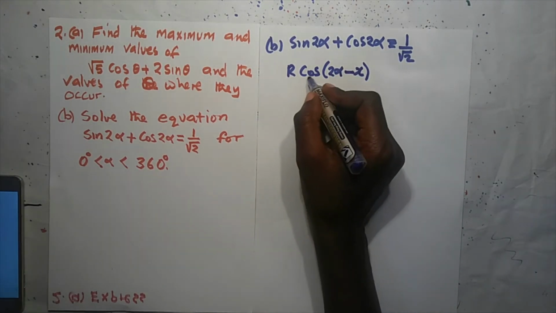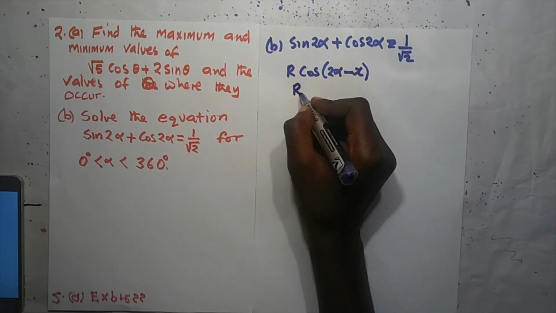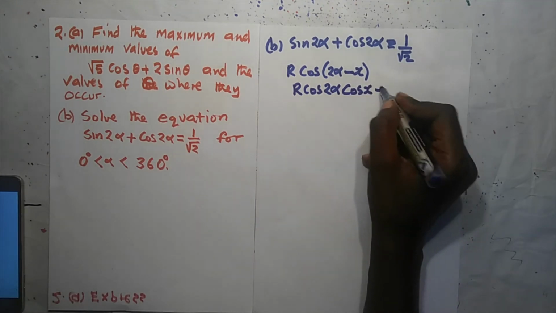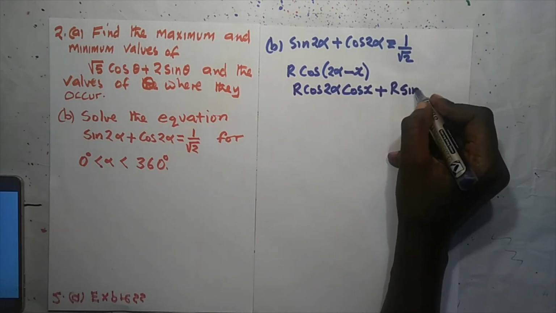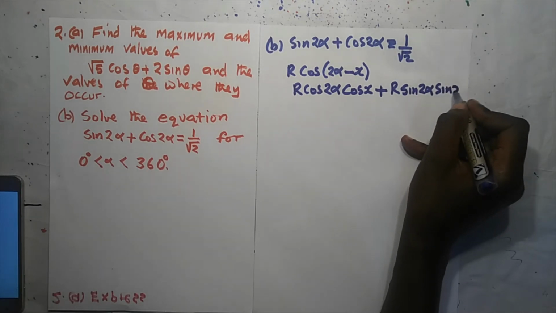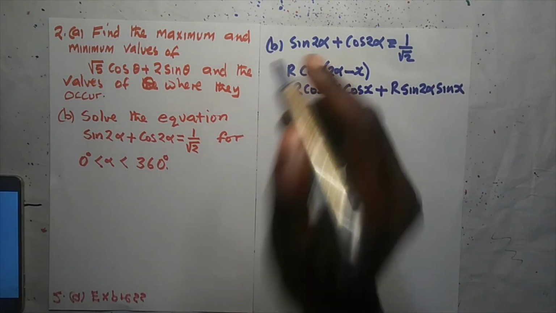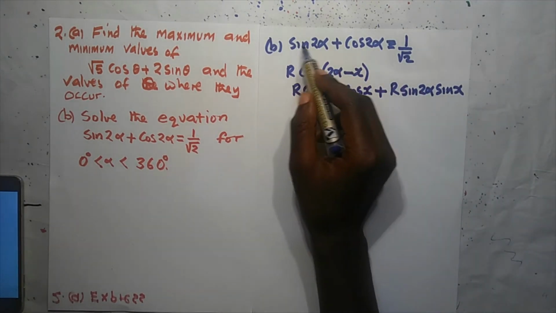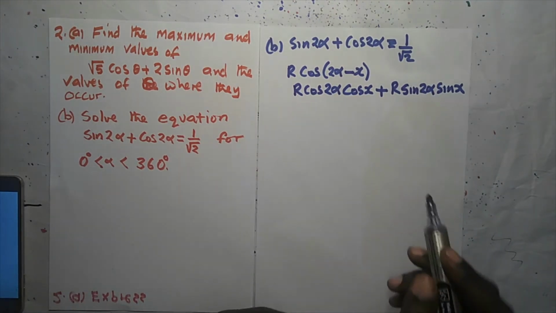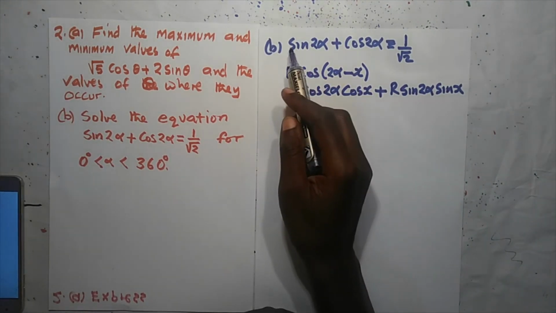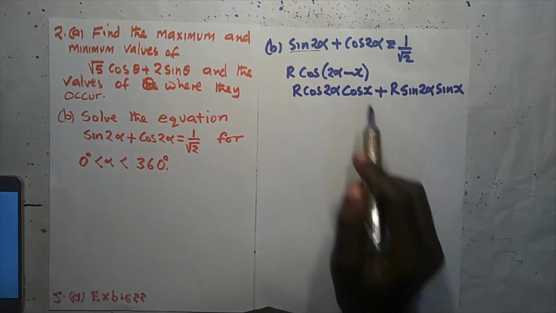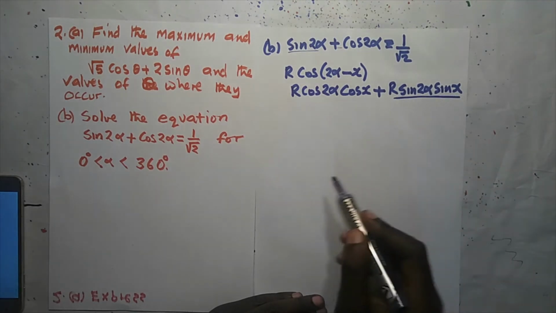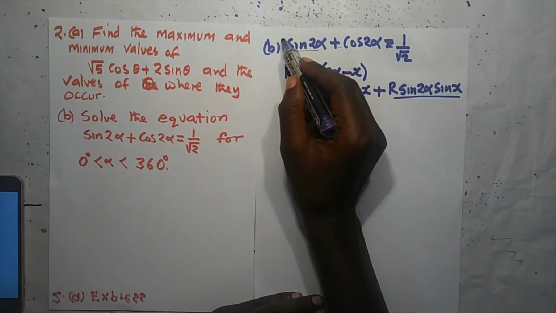Okay, so here we are going to expand this one here. We are going to have r cos 2 alpha cos x plus r sine 2 alpha sine x. So this is the expansion of this function here. And so we are going to compare the expanded function here with the original function that we have. And then now we'll look for sine 2 alpha in this function here. And so we see that it's found on this part of our expression. So remember that this one has a coefficient of 1 there.